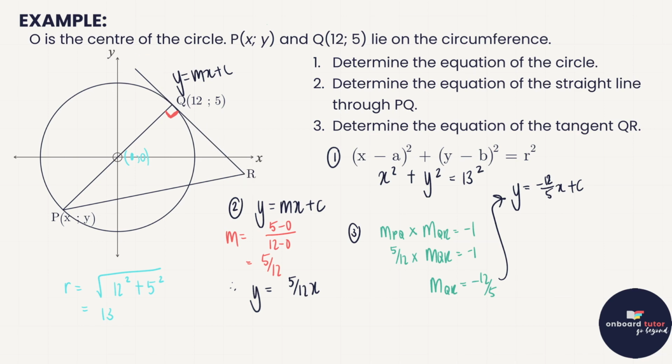This one here is a point that we have in its entirety. So let's substitute in the place of x a 12 and in the place of y a 5. So we'll have 5 is equal to minus 12 over 5 times 12 plus c. If we work that out, the 5 and the 5 will cancel, so that's just going to be minus 12 plus c. Move that negative 12 across, so we get c on its own, and we end up with 24. So therefore, the equation of this tangent is y is equal to minus 12 over 5 x plus 24.